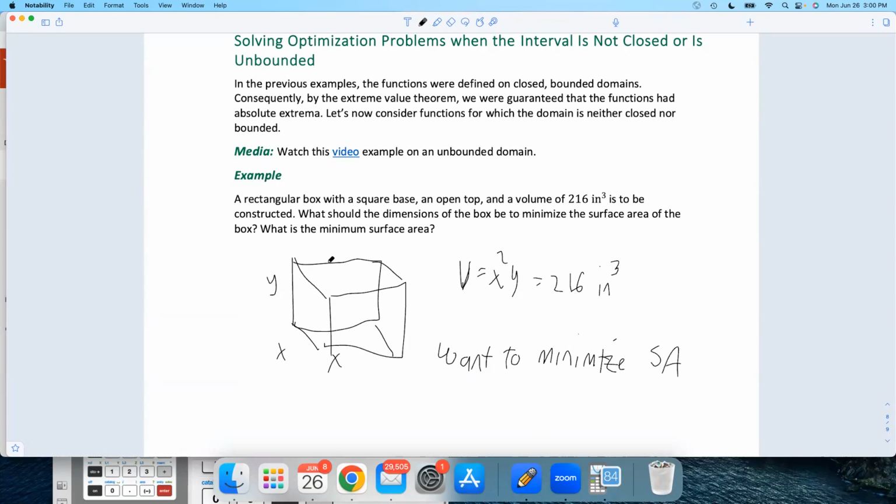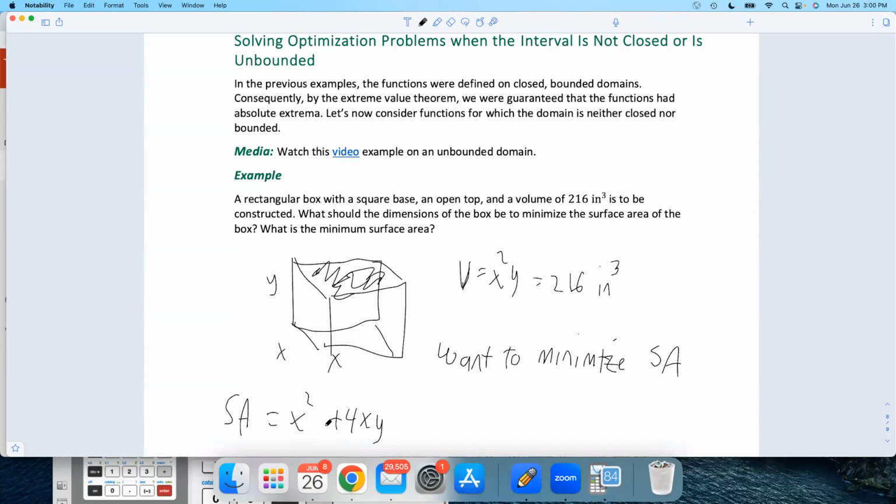So surface area, we have an open top, so this top doesn't exist. I've got 5 sides. Surface area is just all those sides added up. So I've got the bottom here, which is x squared, and then all 4 of these sides around will all be x times y in area. So there are all 5 sides. We don't have a top. Otherwise, I'd have a 2x squared. This is what I want to minimize.